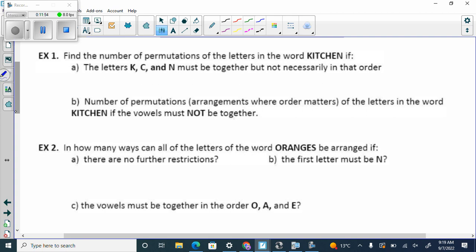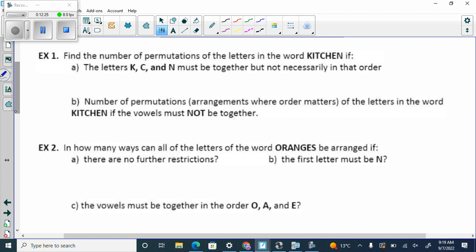All right. Now you always have to read, but sometimes you have to look really closely, because sometimes it's 4-letter words out of the word kitchen, or sometimes they're arranging the whole word kitchen. You have to read to see if it's the whole word or just a few of the letters. All right. So here it says permutations of the letters in the word kitchen if the letters K, C, N must be together but not necessarily in that order.